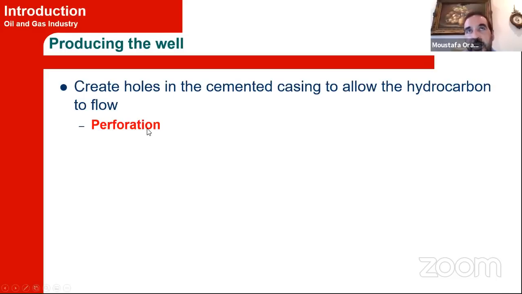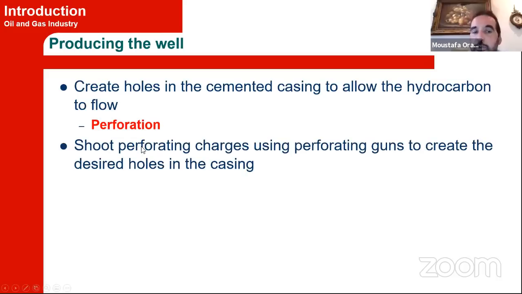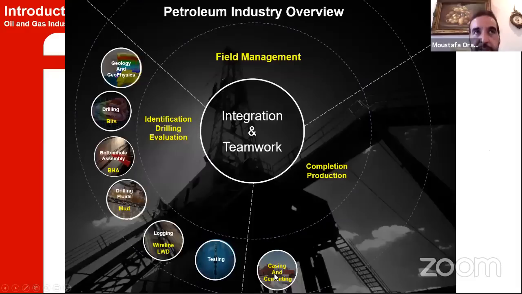Perforation is creating a hole from the well bore through the casing, through the cement into the formation. So this one will create a path. So shooting perforating charge using perforating guns. What is the perforating gun? What is the perforating charge? Let's just take a look at this. So perforation is the second step after the cementing, okay?